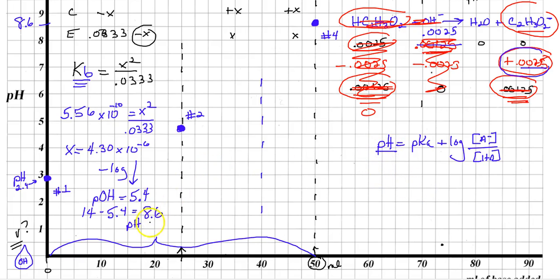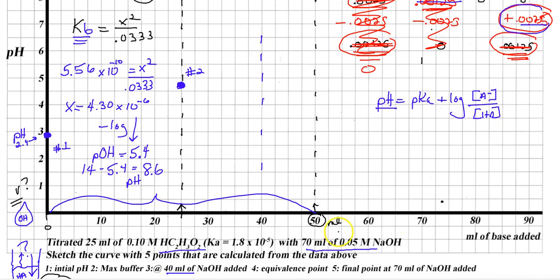Okay, so I want to find that pH. Well, I know my pKa. My pKa that we found from our graph is 4.7, and you can just take your Ka, which is 1.8 times 10 to the negative 5, and all you do here is do a negative log.